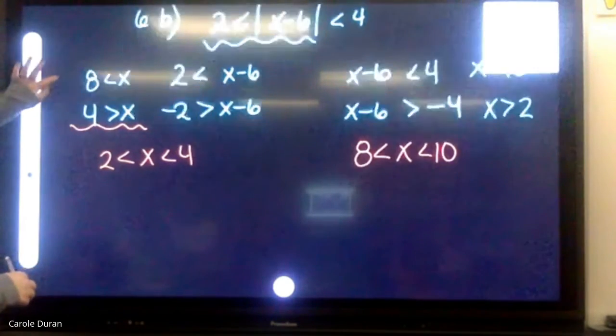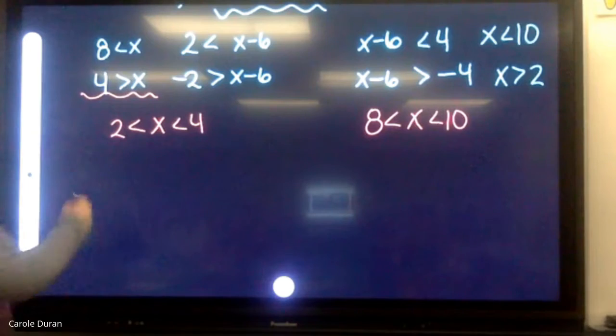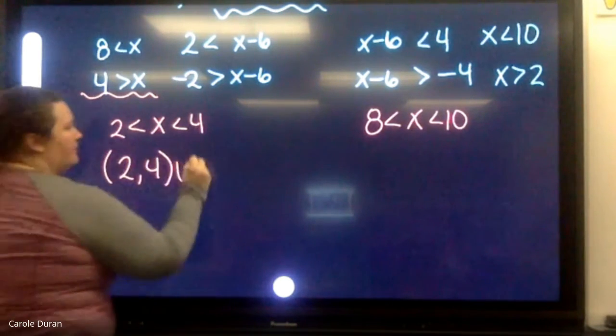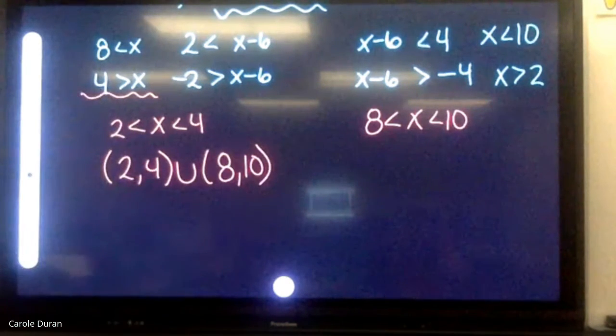So then how do I write my final answer? When I'm talking about inequalities, how do we normally do it? Interval notation. So x between 2 and 4, and x between 8 and 10. Why am I not using hard brackets on those? Because it's not equal to, it's a single inequality. And then that's my answer.